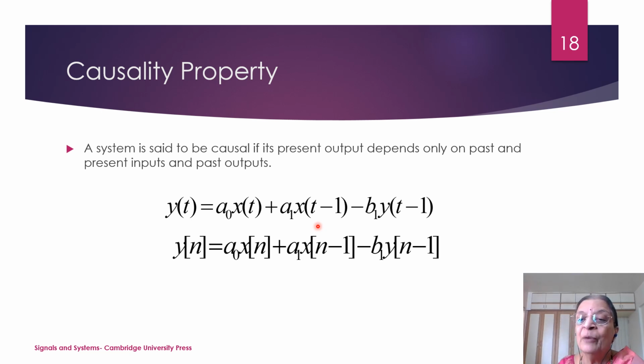Causal system means implementable system, the system that can be easily implemented. But if it contains some factor like c1 y of t plus 1, at time t, y of t plus 1 is not known, it is the future output. So in that case, the system becomes non-implementable. I cannot implement it. So a causal system is the implementable system. It depends only on the current and the previous inputs. It may also depend on the previous outputs, but not in any way on the future inputs or the future outputs.